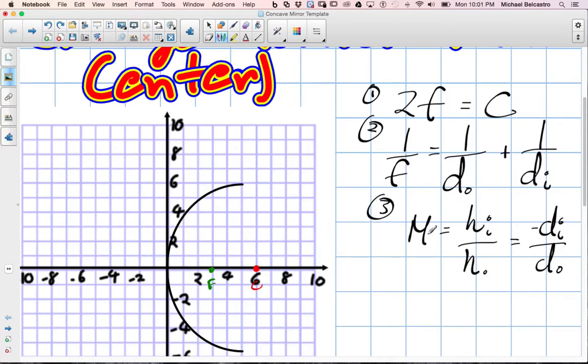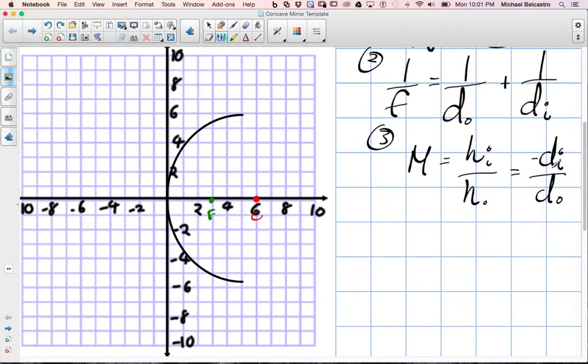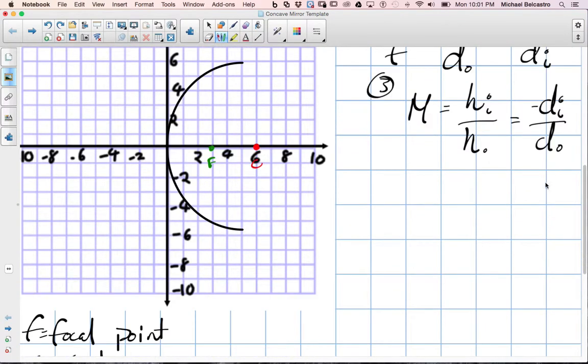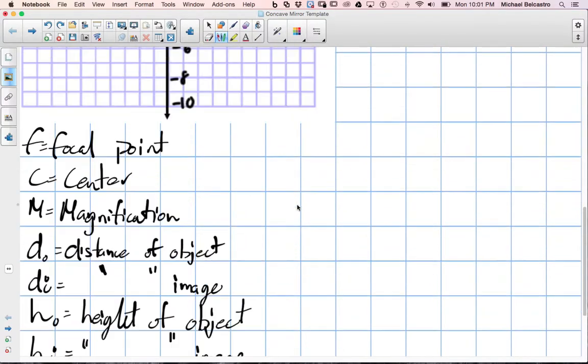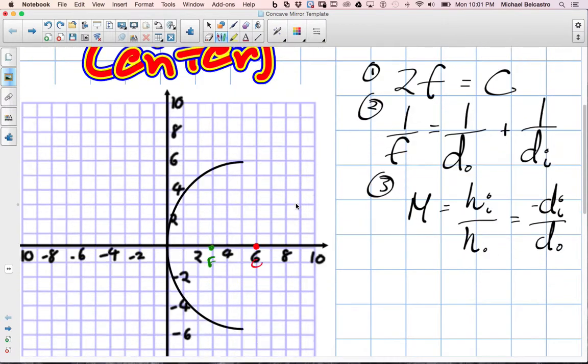And the last one is the magnification is equal to the height of the image divided by the height of the object, equal to negative the distance of the image over the distance of the object. So if you need to memorize those, you can pause the video right here and take a look at what each of them stand for, but we're just going to go on the assumption that you know now.